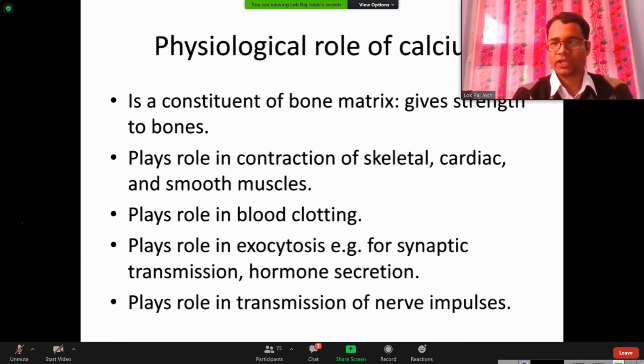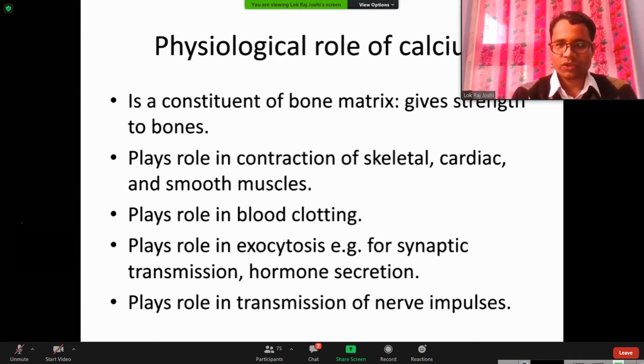And it plays a role in contraction of skeletal, cardiac, and smooth muscles. Did you mention it? During the mechanism of contraction of different types of muscles, we studied the role of calcium, very important to initiate muscle contraction.